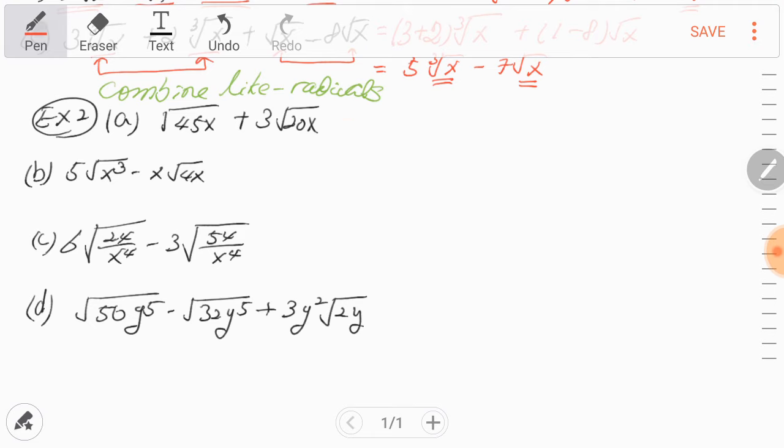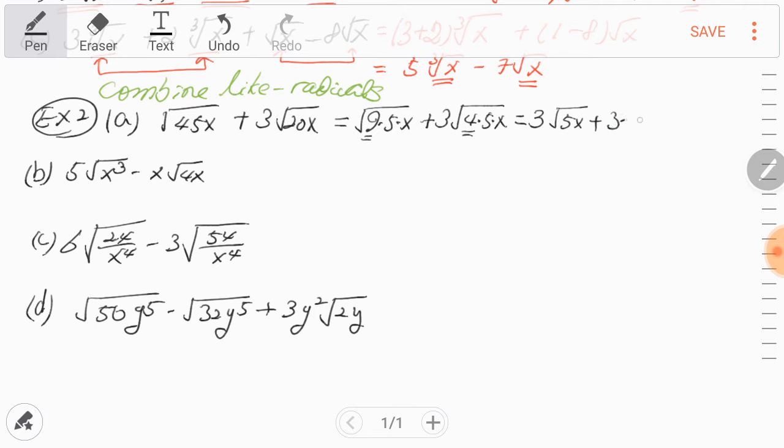So square root of 45x, 45 is 5 times 9, so we can write it as square root of 9 times 5x, and 20 is 4 times 5 times x. Square root of 9 is 3, so we can make 3 instead of square root of 9, and then 5x that's inside. And here, square root of 4 is 2. So take 2 out, then 3 times 2 is 6.